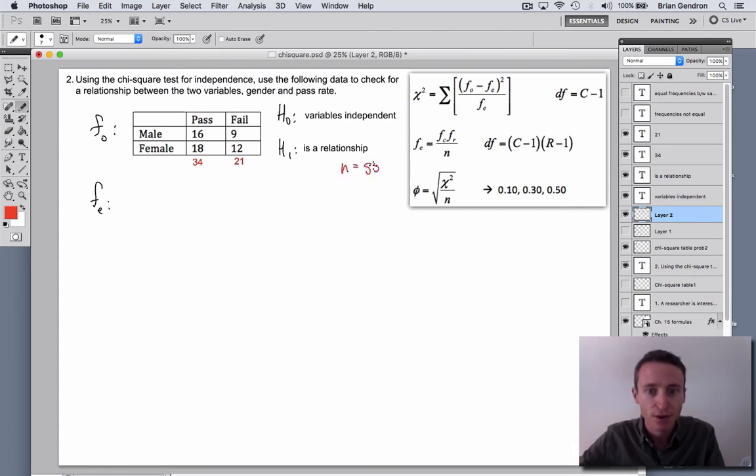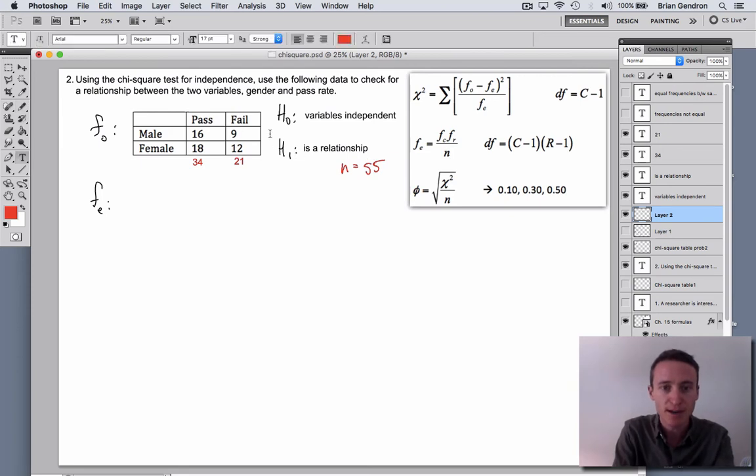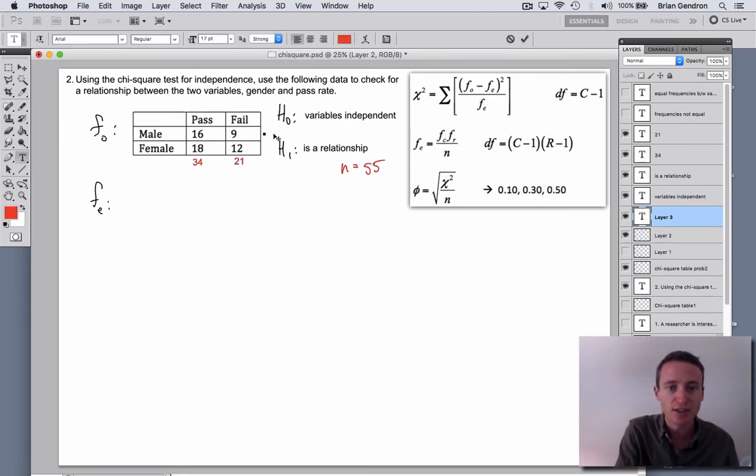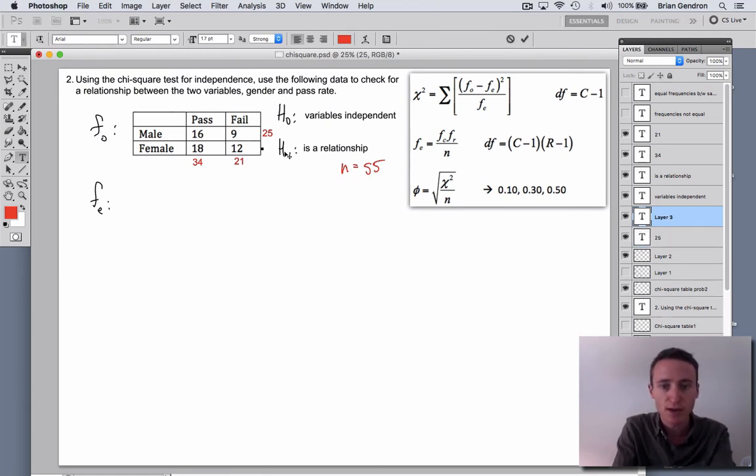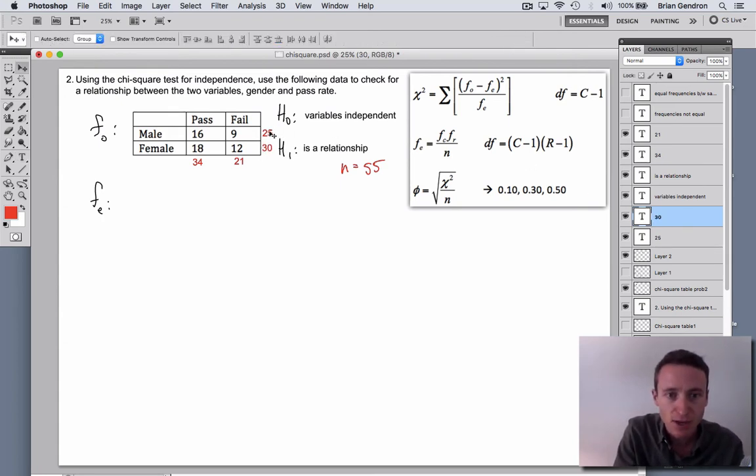But we're not done with our preliminary information yet. I also want to sum together the amount of people in each row. So for the male row, 16 plus 9 is 25. I'm just going to put that right next to that column. And then there were 18 plus 12, 30 females in the study. And again, you can check your math. The males plus the females also gives you 55. So it looks like we did add things up together.